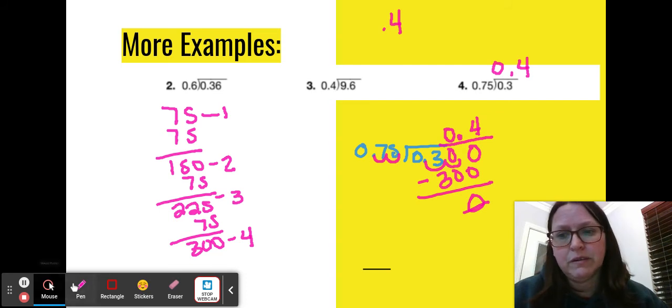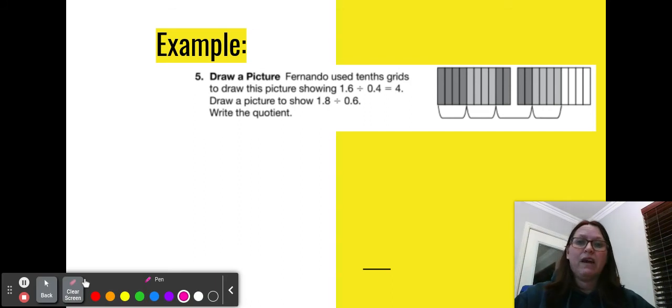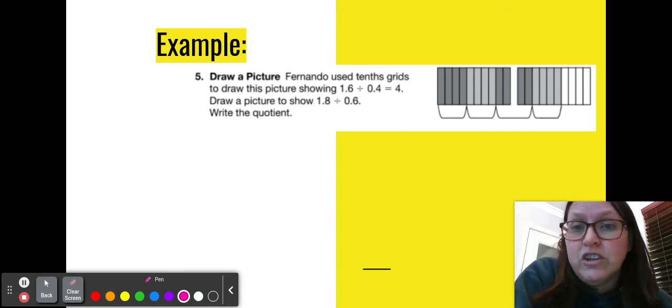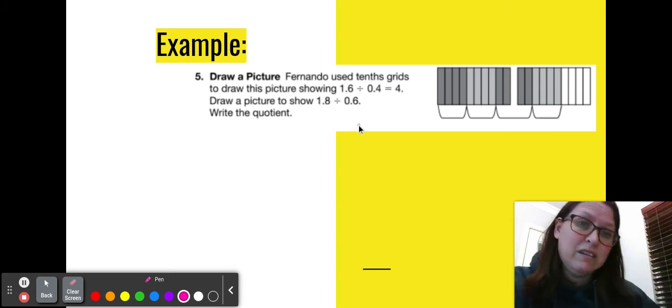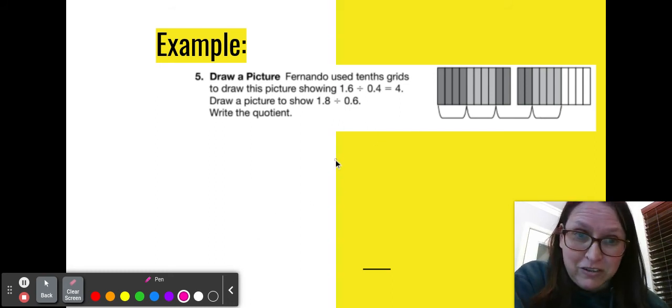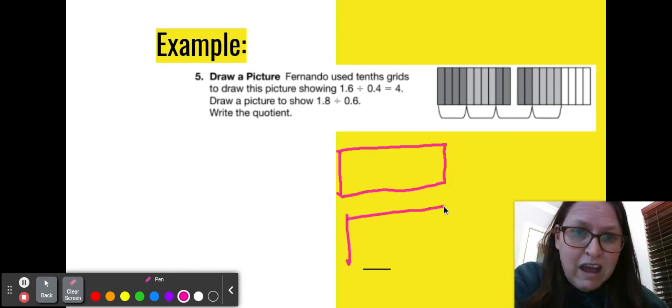Let's look at a few more problems. Right here, number 5. Fernando used tenths grids to draw this picture showing 0.16 divided by 0.4 equals 4. Draw a picture showing 1.8 divided by 0.6. This is tricky. I do not like drawing these pictures, I'll be honest. So the first thing I need to do is I need to draw 2 boxes, and both of my boxes need to have 10 pieces in them.